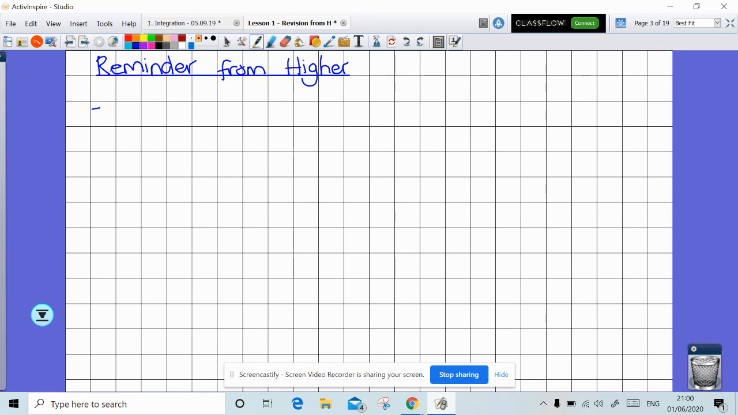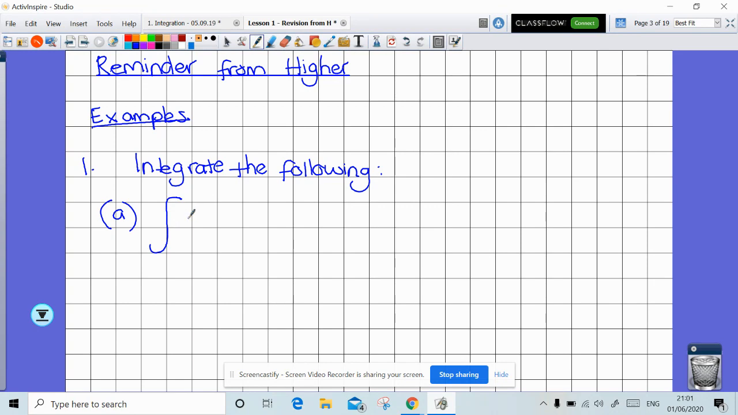Okay, so examples. Number 1, if you write this down: integrate the following. Part A, starting off nice and easy, I want you to work out the integral of x cubed dx.